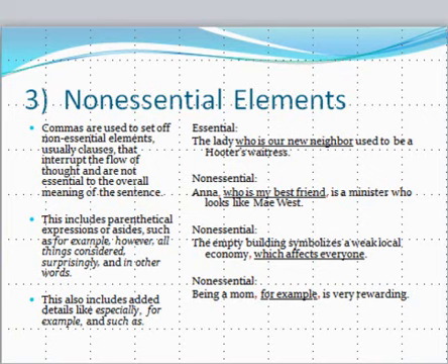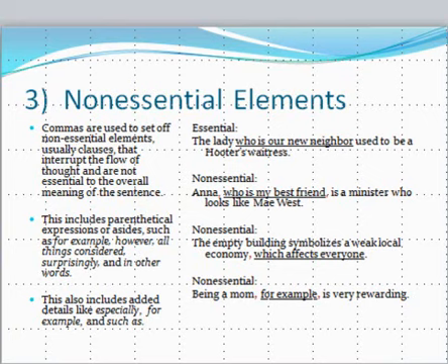We have the sentence, the lady who is our new neighbor used to be a Hooters waitress, and we have Anna, who is my best friend, is a minister who looks like Mae West. I have the dependent clauses underlined that have to be determined whether they're essential or non-essential. It's all about what they're modifying. And in the first sentence, the modification is of the word lady, which is a very generic term, and it's not a specific proper noun. So we need who is our new neighbor to understand who the lady is.